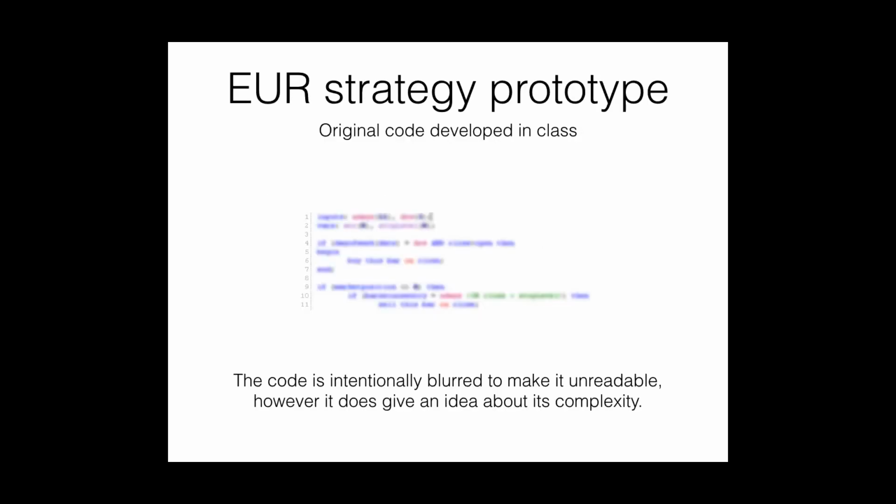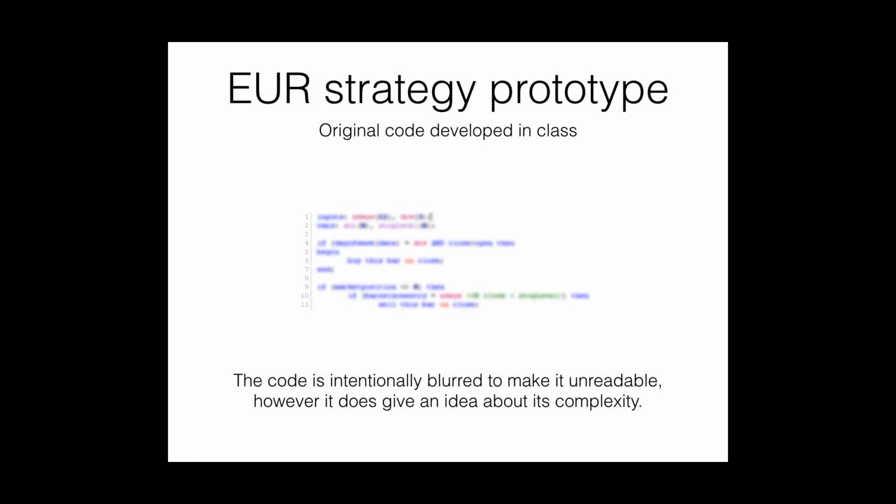So let's consider a simple example. One of the first strategies that we normally consider within the course is a strategy that trades the euro. It's a strategy that works on daily data and holds positions for a considerable time. The original code, which is developed in class under my guidance, looks like this. I intentionally blurred it out so that no one could read it, but at least it provides an idea about the complexity of the code. As you can see, the initial idea in the algorithmic form is not complex at all.